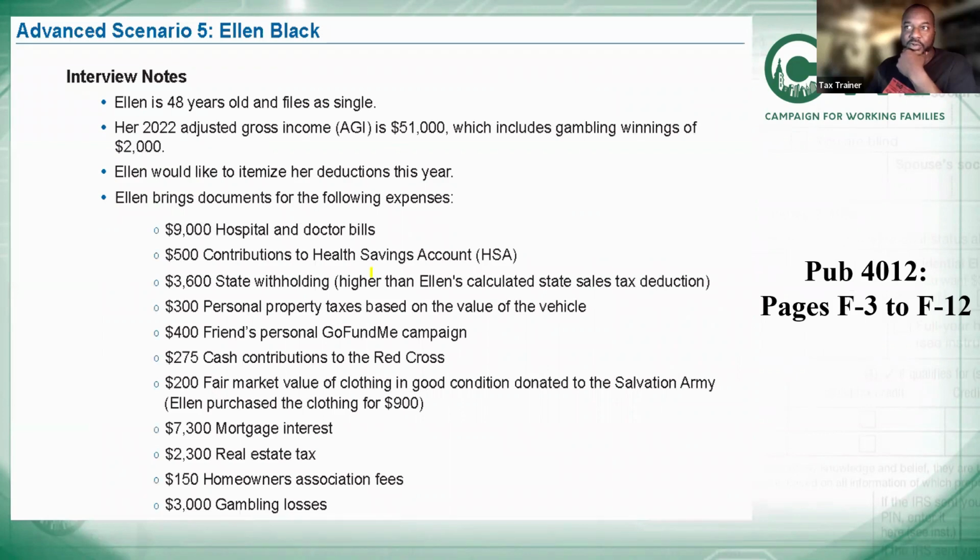We ready to move on to the next scenario? Oh yeah, I like that one. All right, we're good. So we have two more left. So we're going to move on to your itemization lesson.